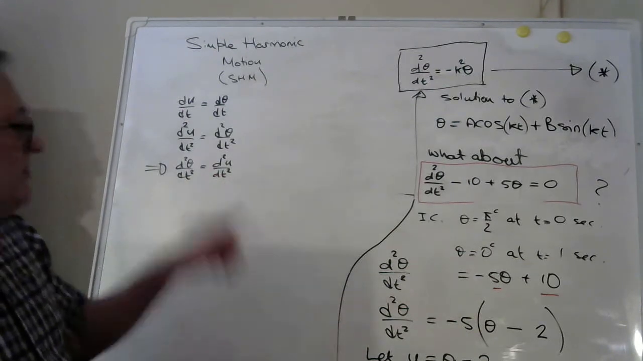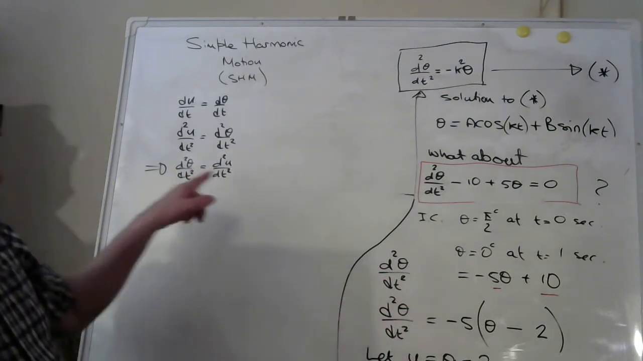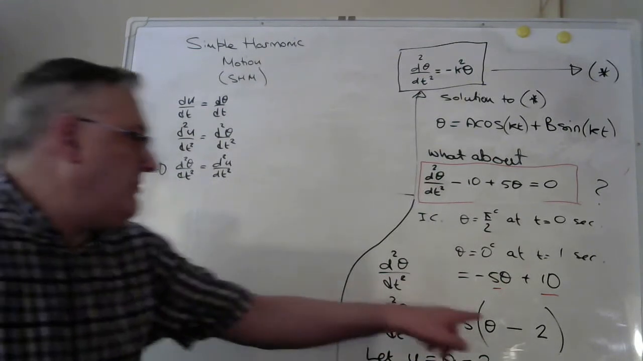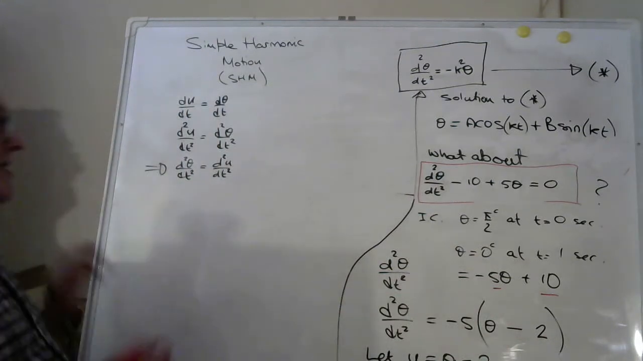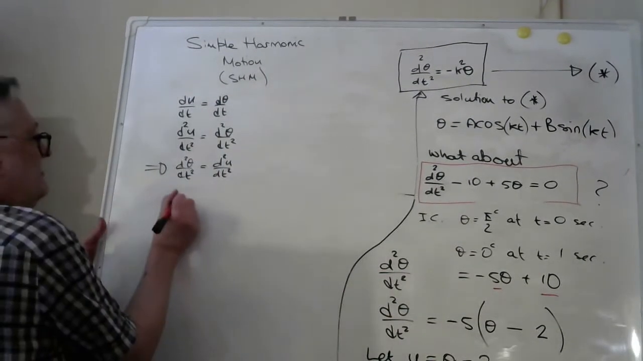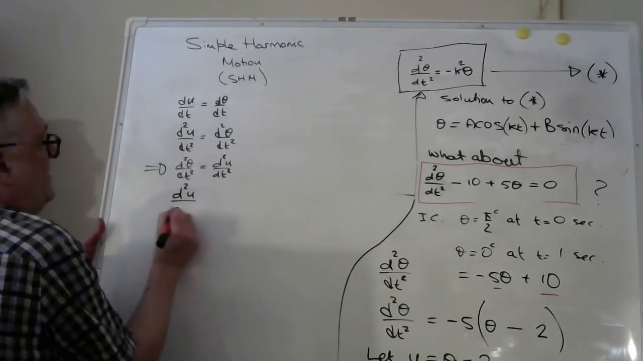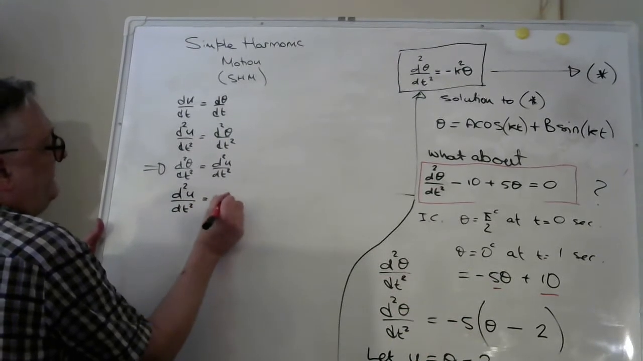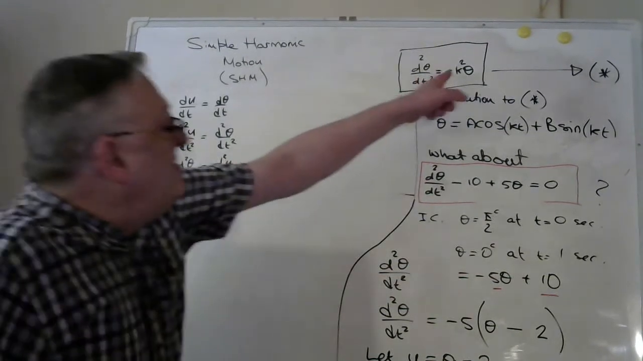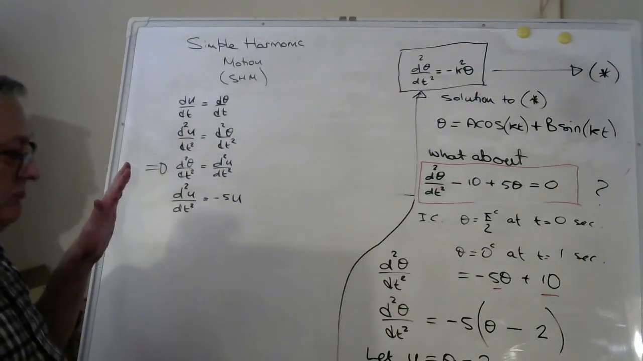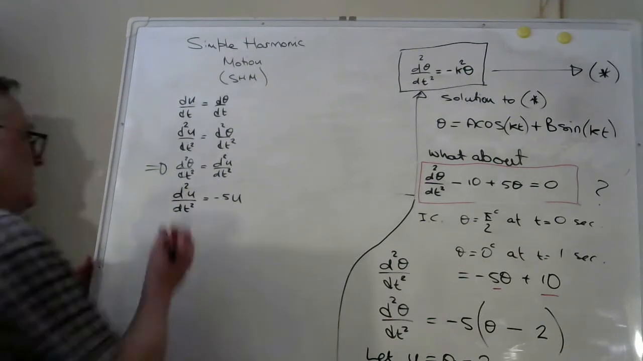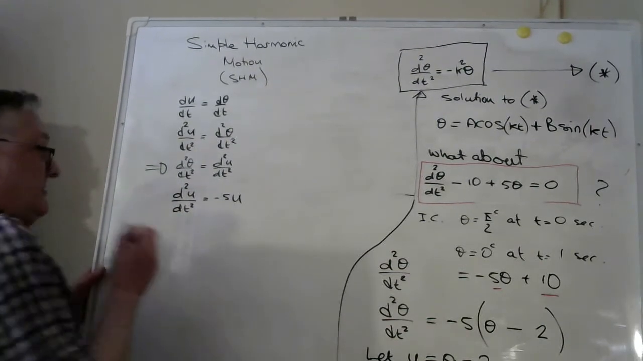So we substitute d squared u by dt squared in for d squared theta by dt squared, and we substitute u in for theta minus 2. So what we have is d squared u by dt squared equal to minus 5u. And there you can see we've got that in that form. That is a reductionist form of that, but in terms of now a different variable. So straight away we can write down the general solution.